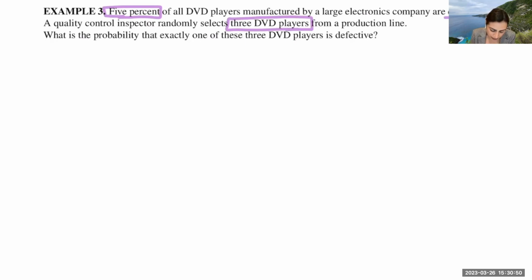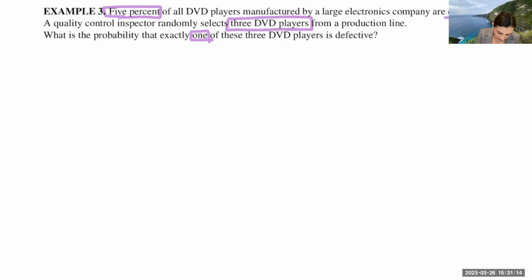And then at the end, it's asking us what is the probability that exactly one of these 3 DVD players is defective. So we're looking for, okay, well, out of these 3, just one, right? My X here is 1. My X is the number of successes out of this N number of trials. Okay, so let me go ahead and write all that stuff down.